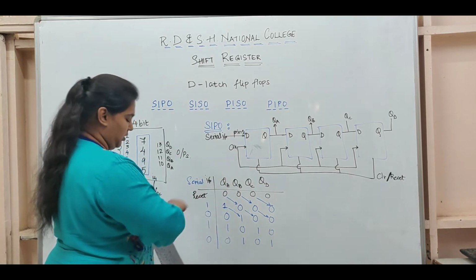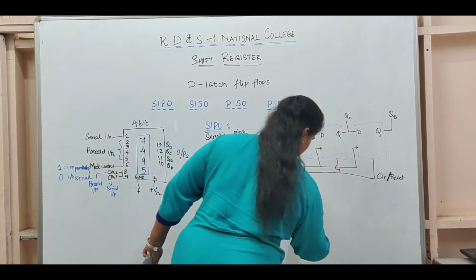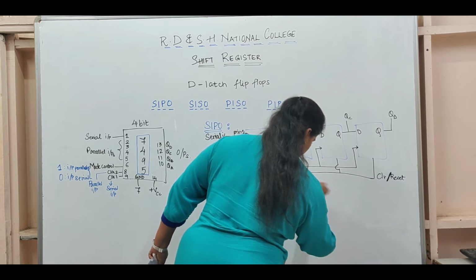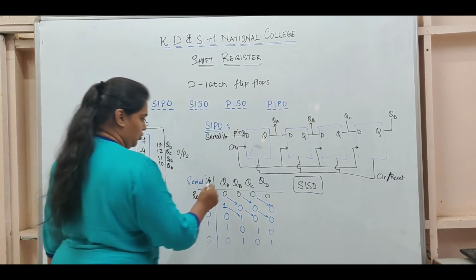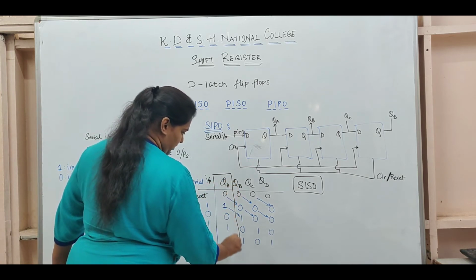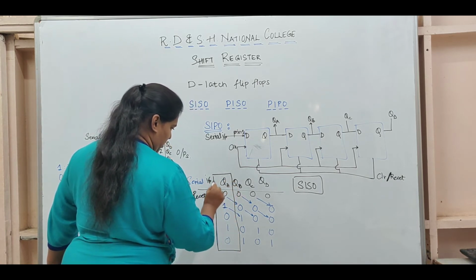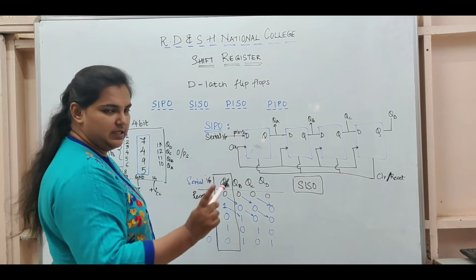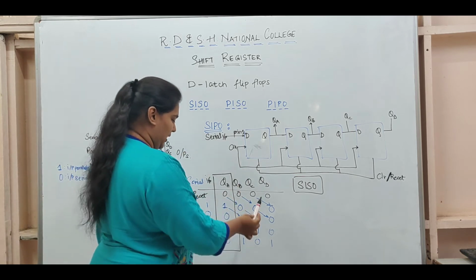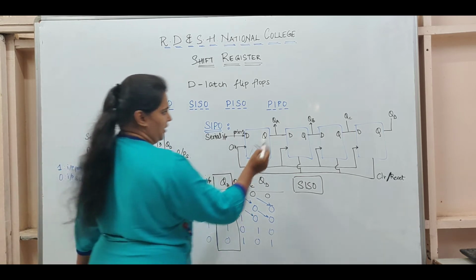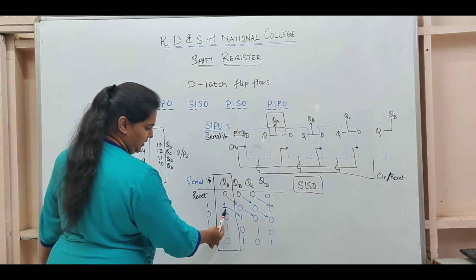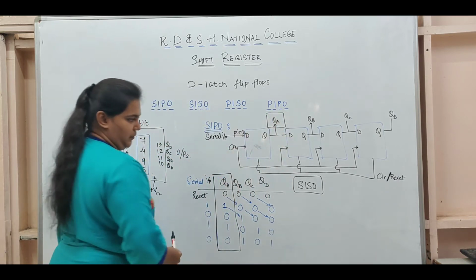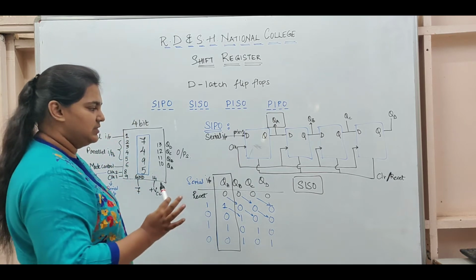If I want to work with serial in, serial out, the connections are similar. What you will do is, you will only check this for out. Because we require for serial in, serial out only one output, you will just check QA. So as you can see, whatever is at the input comes at the output. This is serial in, serial out.